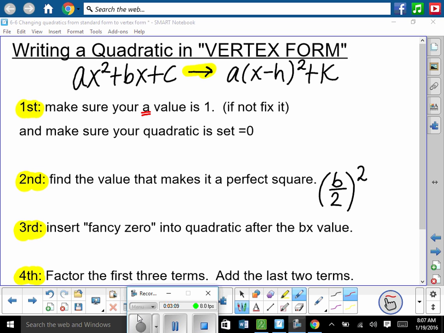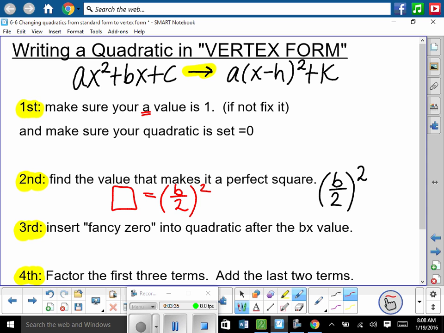Then second, find the value that makes a perfect square. So this is where the square part comes in. We're going to find the value that makes it a perfect square. So it's going to factor to become a perfect square. And this is the formula you take. You take your b value, divide it by 2, and then you square it. So that's what I'm going to call square. So our square is equal to your b value divided by 2 squared.